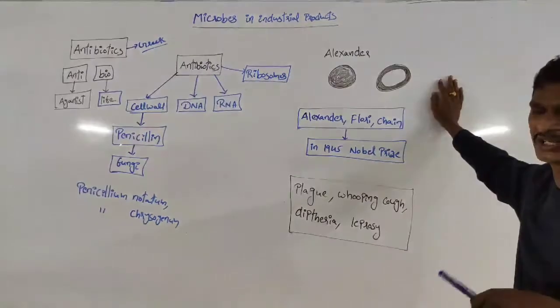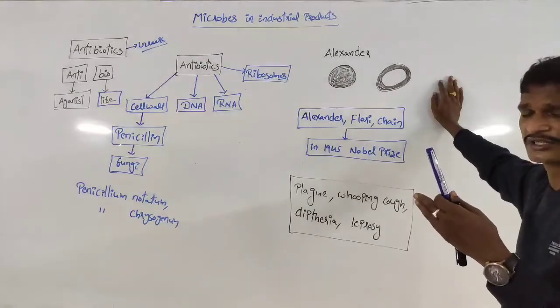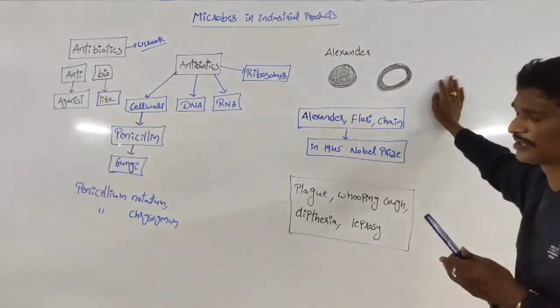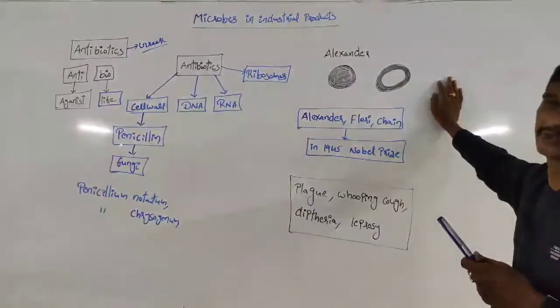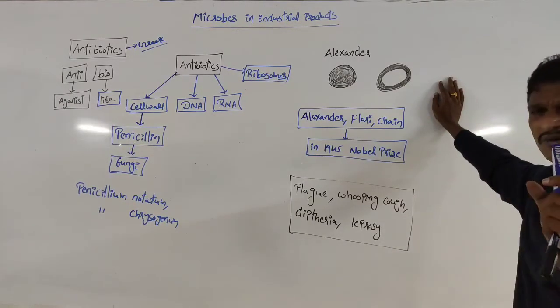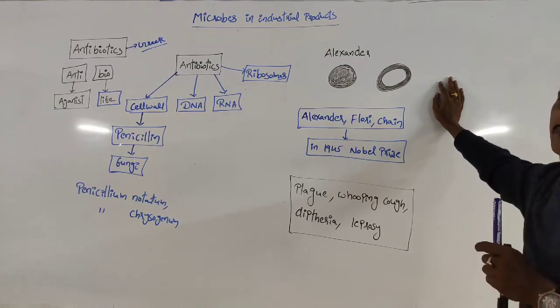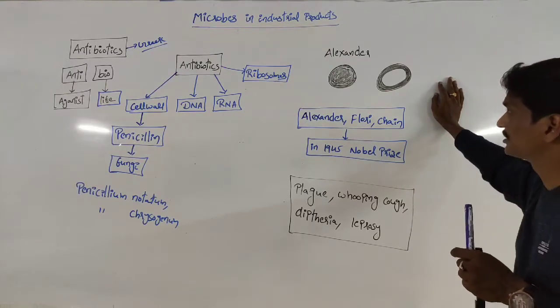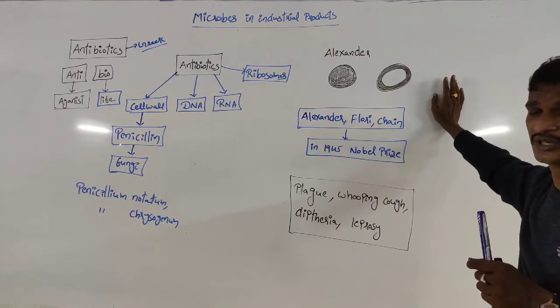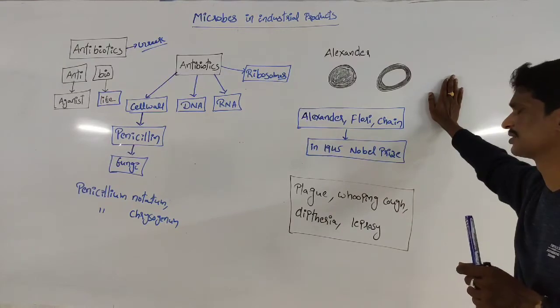Many wounds are there. But when the soldiers used this powder or this antibiotic substance, the wounds recovered within a short span. The wounds are healed within a short span. That's the reason why Alexander got the Nobel Prize.